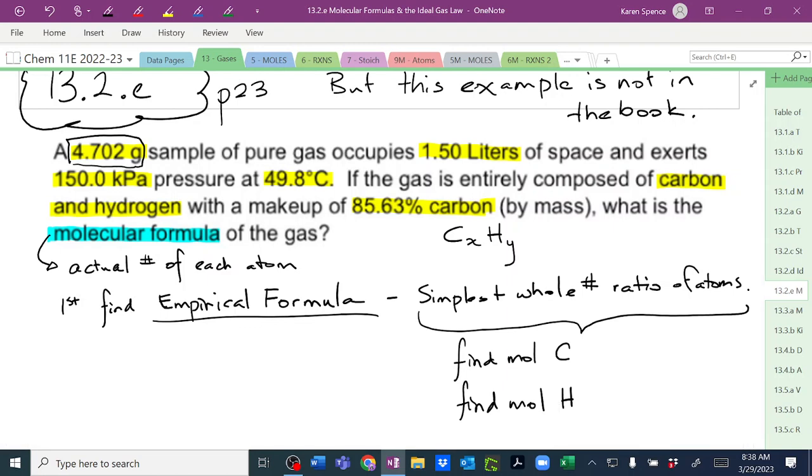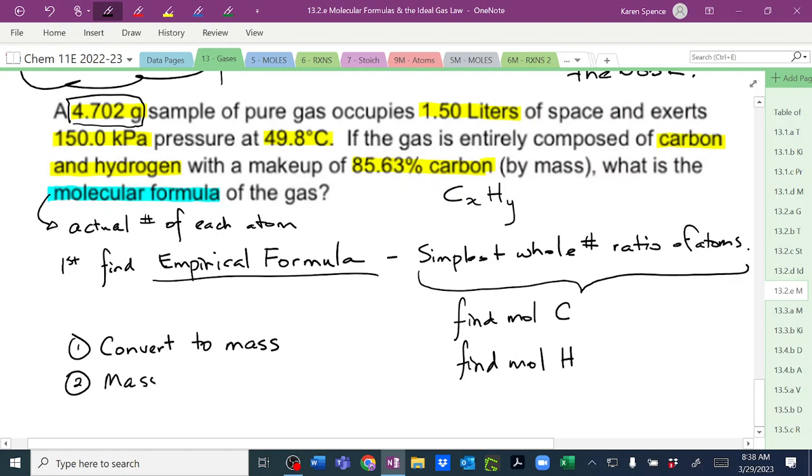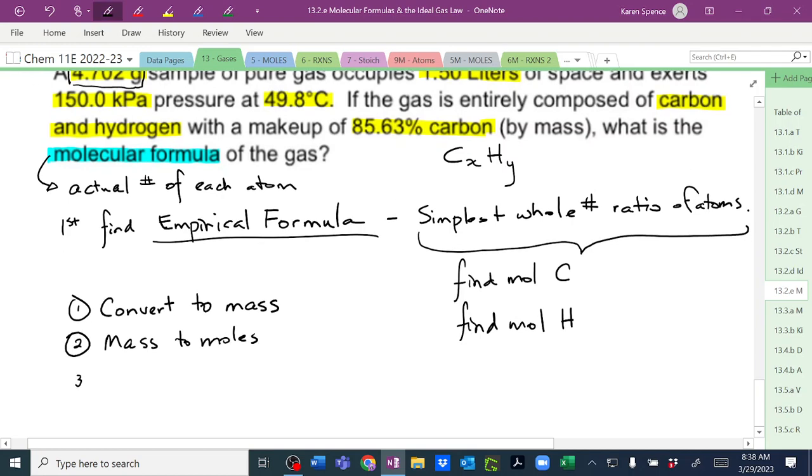So we have actually a little rhyme that helps you remember how to find the empirical formula if you forget. And that is convert to mass. Mass to moles. Divide by small. This is the part where we're finding the ratio.